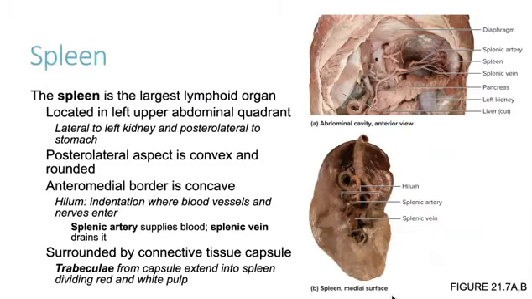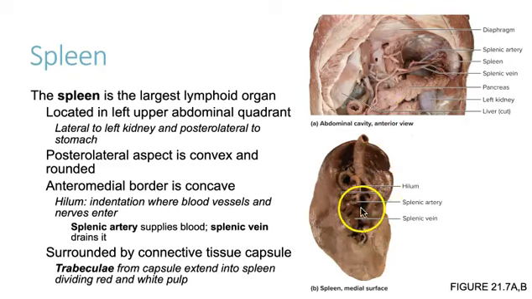Next, let's talk about the spleen. This is the largest lymphoid organ that we have, located in the left upper abdominal quadrant. I'm sure I've shown this to you in lab before. We see that it's a bit lateral to that left kidney and posterolateral to the stomach. We see that that posterolateral side is convex and rounded. We do have the area where structures enter and exit that is known as the hilum, and it is more concave. So we call that the anteromedial surface or border.